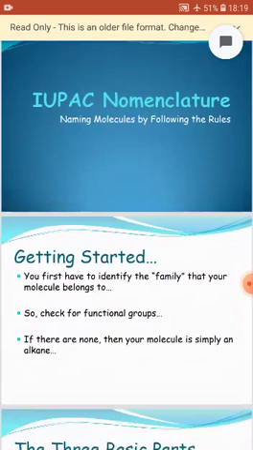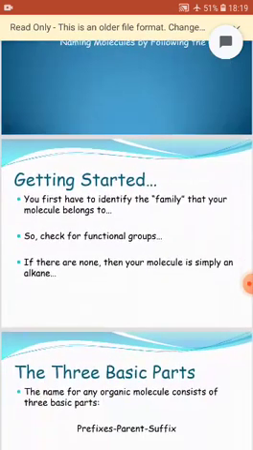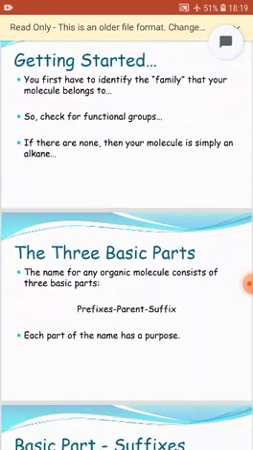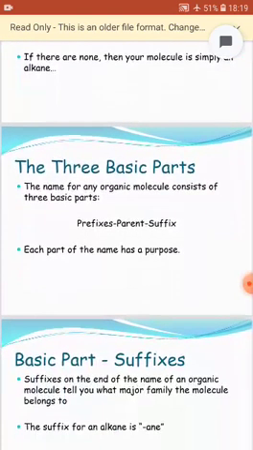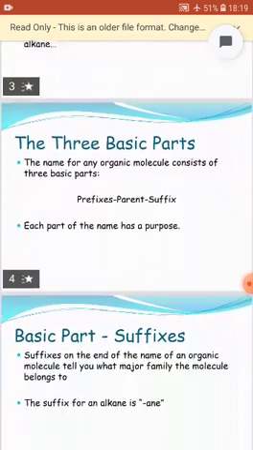Getting started. First, you first have to identify the family that your molecule belongs to. So check for functional group. If there are none, then your molecule is simply an alkane. The three basic parts. The name of any organic molecule consists of three basic parts: prefixes, parent, suffix. Each part of the name has a purpose.